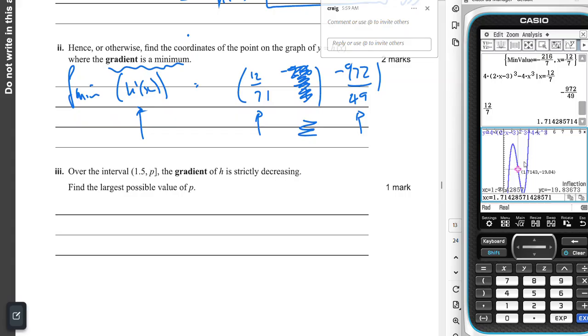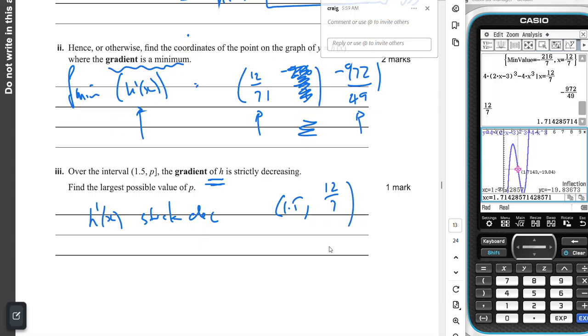So that's when the gradient of h is strictly decreasing. So I want h dash of x strictly decreasing. So it's going to be from 1.5, this point, to 12 on 7. So therefore p equals 12 on 7. So it took a while to get there.